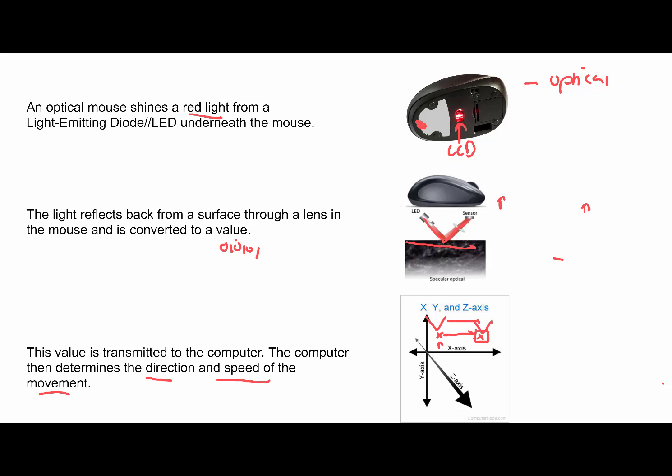So to repeat again, it works by an LED underneath the mouse. It's a red LED which reflects back up off the surface to a sensor. The reason why it does this is so that it has a value. That value is then sent to a computer. The computer then determines which direction I put my mouse in and the speed, and it updates my cursor or my action.